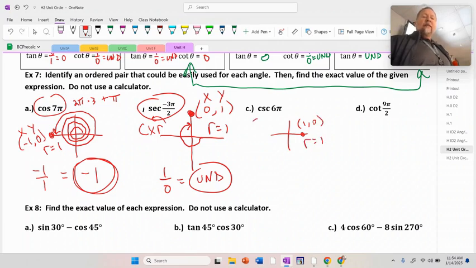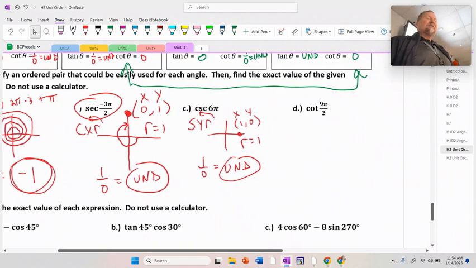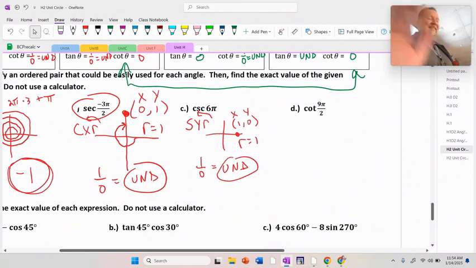What's cosecant? Who are they related to? Sine, and it's r over y. R over... are you kidding me? What's r over y? Undefined again. I feel betrayed when it's undefined. Sorry, undefined.